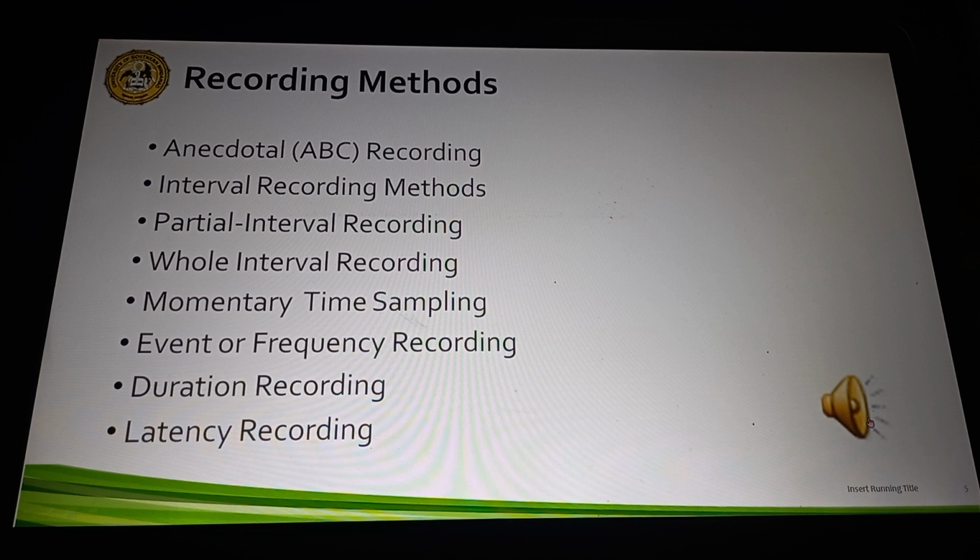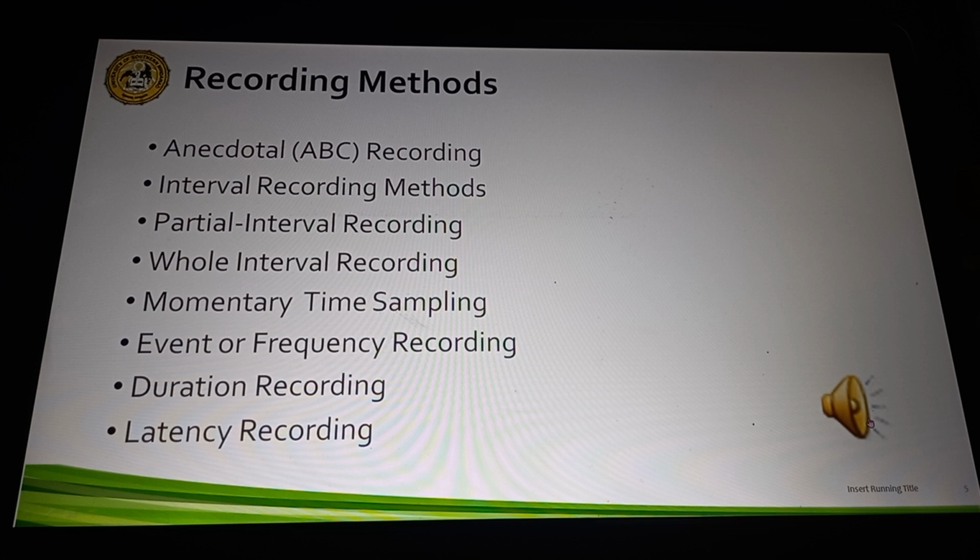Now, for the second variation of the interval recording method, we have the whole interval recording. The whole interval recording is similar to partial interval recording in all aspects. But in partial interval recording, the behavior is recorded as having occurred, for example an X is placed in the box, if it was observed to occur at any point during the interval. For example, if head banging is a behavior of interest, it would be recorded as having occurred even if it lasted only 3 seconds.